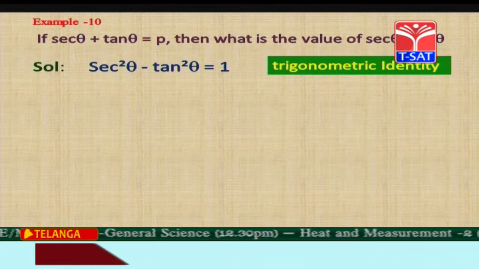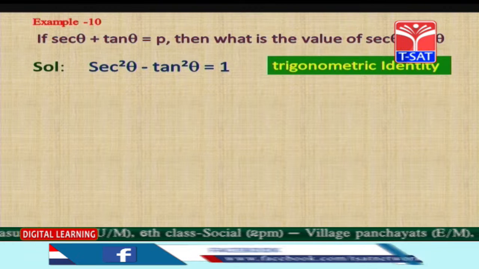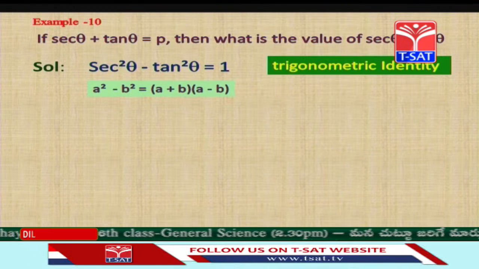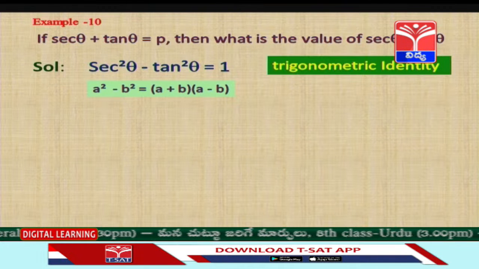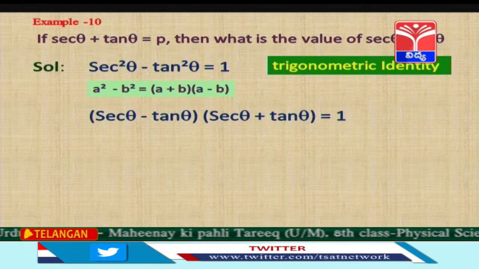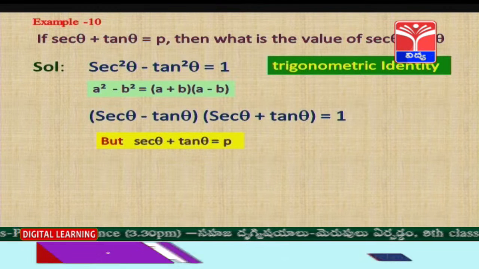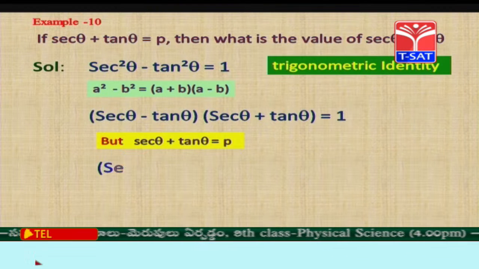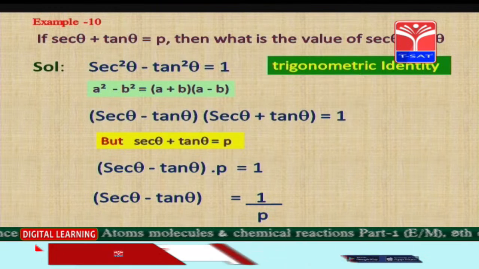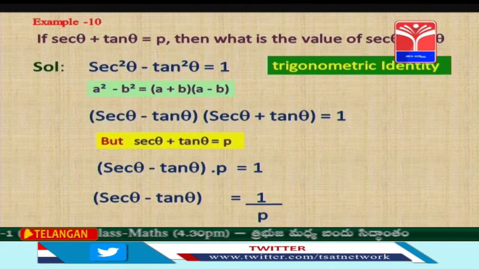A plus b into a minus b, we are going to get a square minus b square. Similarly, in a reverse way, a square minus b square can be written as a plus b into a minus b. So, we have a form, a square minus b square is equal to a plus b into a minus b. Now, I will write sec square theta minus tan square theta in the same form: sec theta minus tan theta into sec theta plus tan theta is equal to 1, but sec theta plus tan theta is equal to p as per the question. So, I will write here sec theta minus tan theta into p is equal to 1. Therefore, sec theta minus tan theta is equal to 1 by p. Are you clear, children? So, very easily we have got the answer for this.